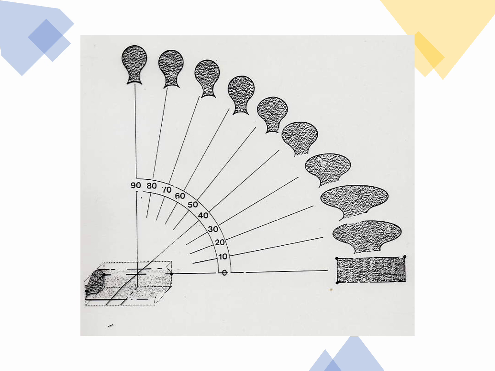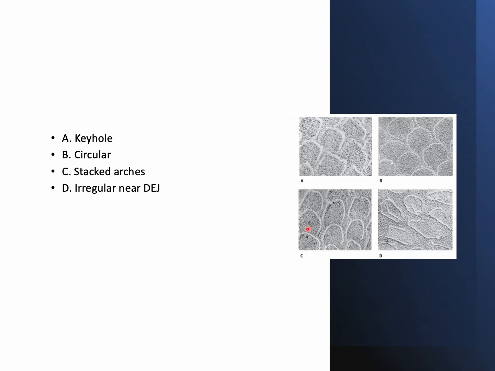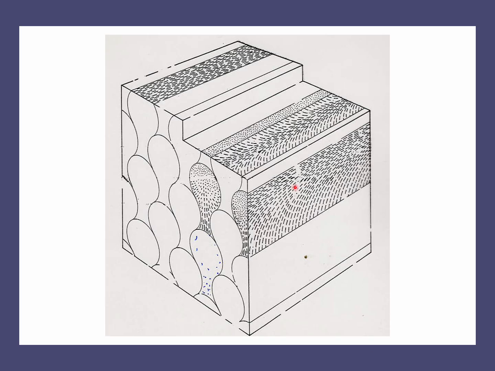Usually, most of the time, when we have histological sections, we have mostly 4 patterns to see: the keyhole shape, as we can see in A, the circular shape, as we can see in B, the stacked arches, and I think the name explains itself, and the irregular, which is seen usually near the dentino-enamel junction.